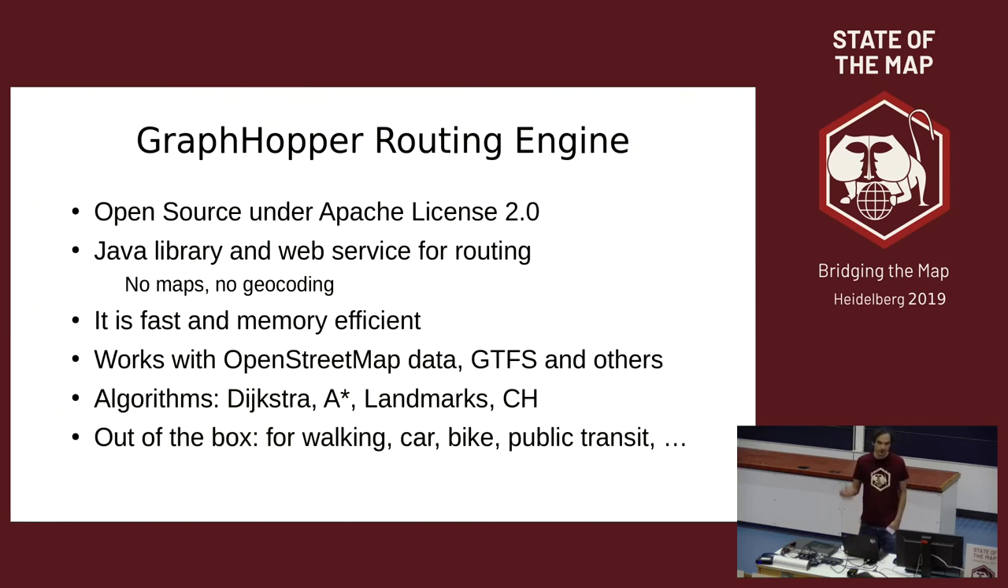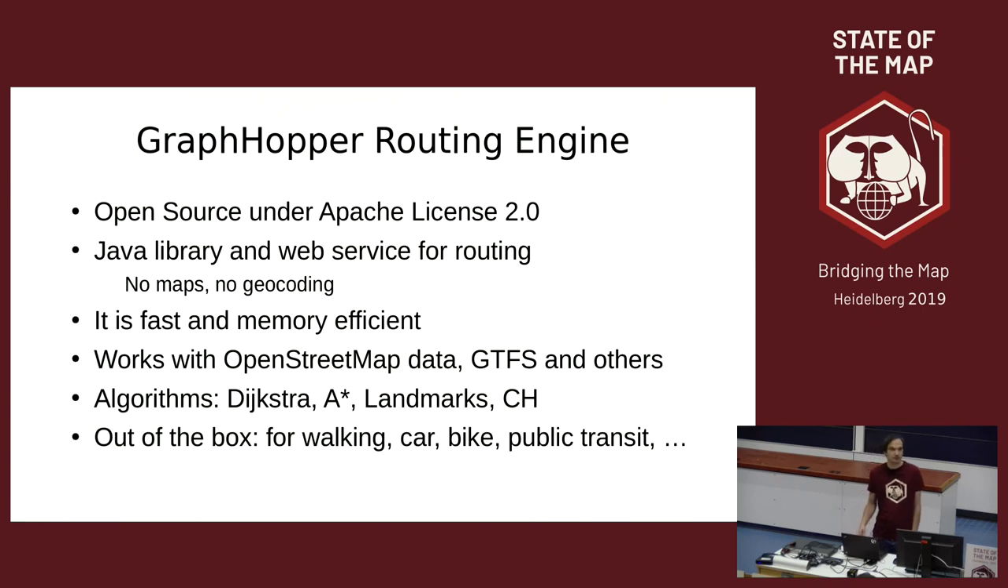And the routing engine is really an open source project under the Apache license. And it's a Java library, so it can be integrated in any Java application. And it's also a web service, which you can start on your server. But again, it doesn't serve maps or geocoding. It's fast and memory efficient for what it does, of course. And it works with OpenStreetMap data, GTFS, and others like TomTom or HereMaps, and whatever.